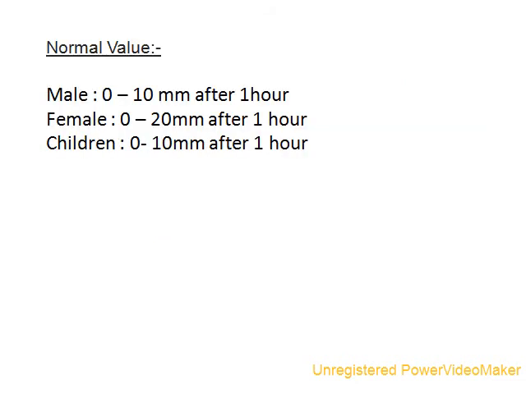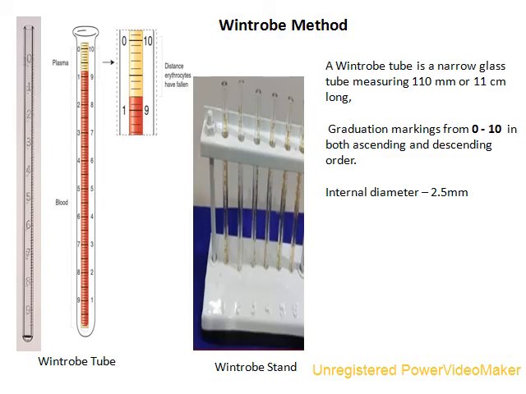Using the Westergren method, the normal value for males is 0 to 10 millimeters after 1 hour, for females is 0 to 20 millimeters after 1 hour, and for children is 0 to 10 after 1 hour. The other method for determining ESR is called the Wintrobe method. I've already discussed the Westergren method. Now we're going to look at the Wintrobe method.